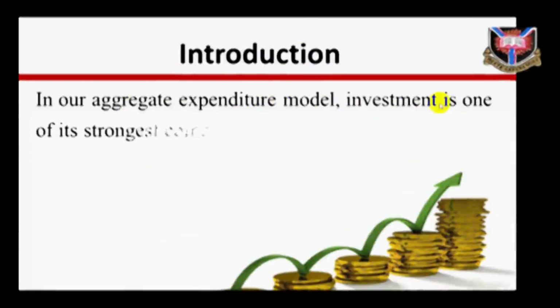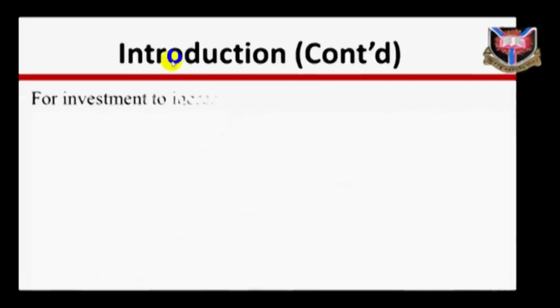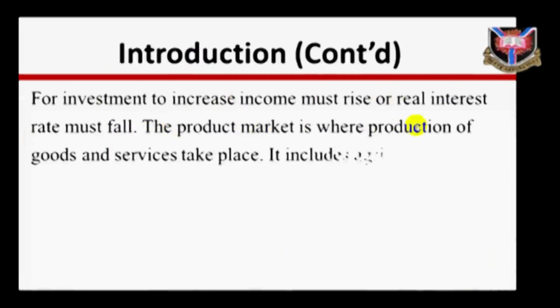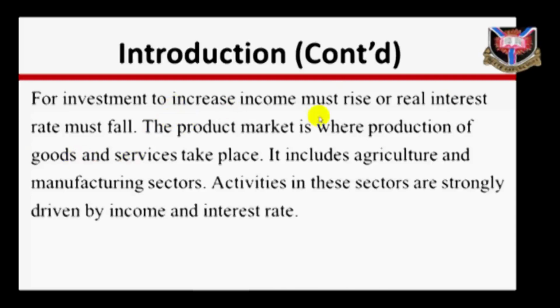In our aggregate expenditure model, investment is one of its strongest components. For aggregate expenditure to increase, investment must increase. For investment to increase, income must rise or the real interest rate must fall. However, when income rises, consumption and investment demand will rise, thus mounting pressure on the real interest rate to rise. This implies that there is a particular real interest rate that will justify the effectiveness of income.